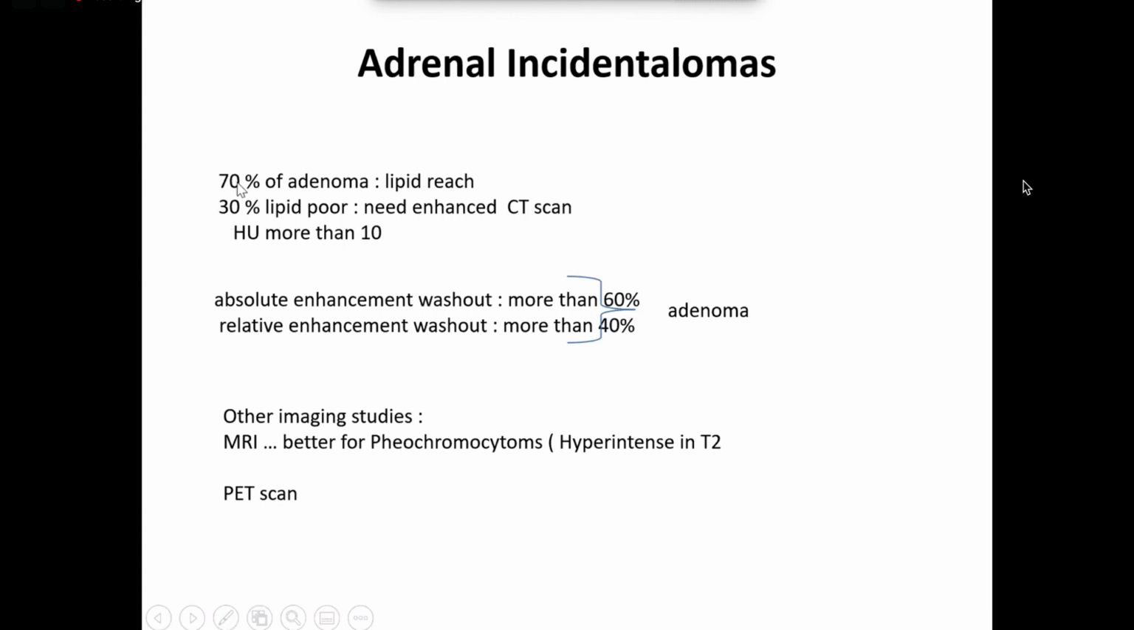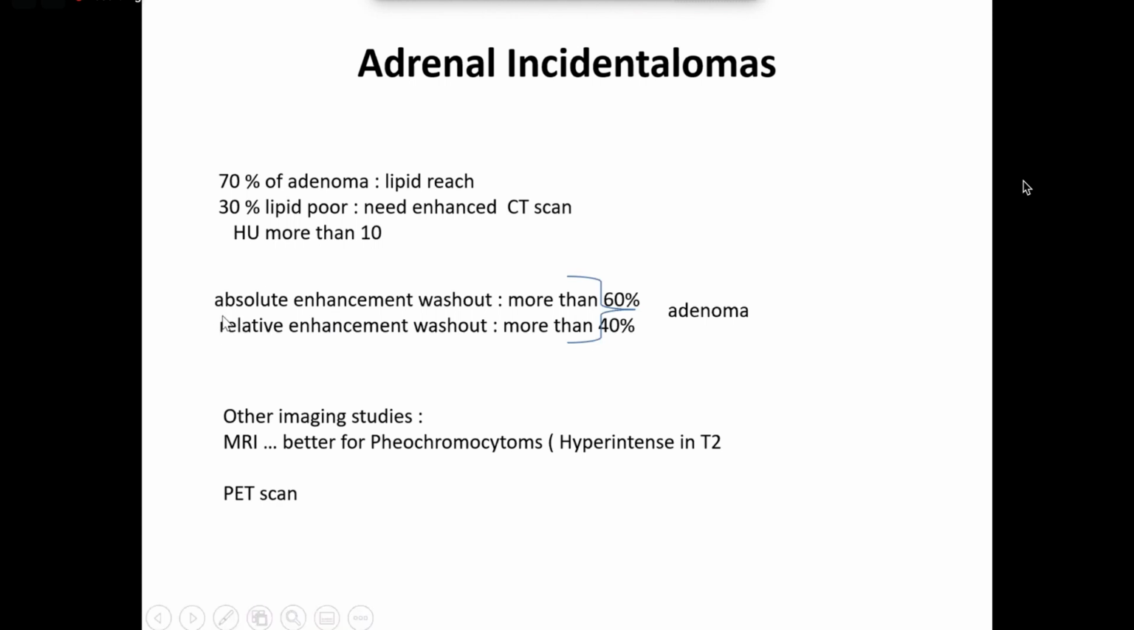So 70% of adrenal adenoma are lipid rich, and 30% is lipid poor. Lipid rich means that the cells are full of intracytoplasmic lipid, so in the CT scan, the Hounsfield will be 10 or less. However, the problem is the lipid poor, the Hounsfield usually will be greater than 10. And so whenever the Hounsfield is more than 10, we need a CT scan of adrenal protocol.